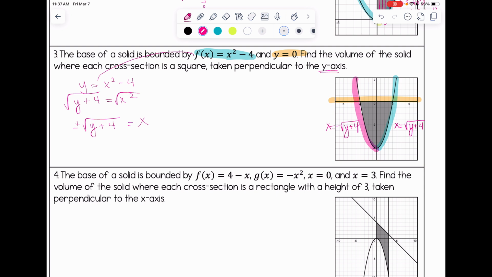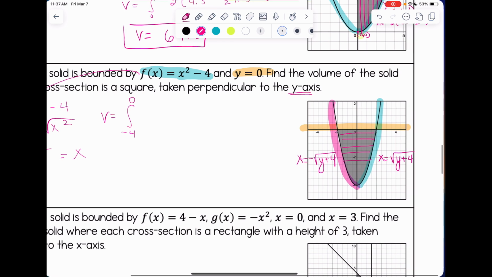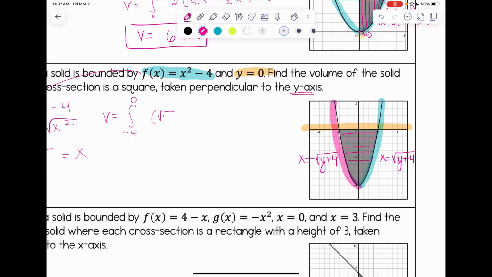So when I'm looking for the length of the base, since we're going perpendicular to the y-axis, that means it would be crossing the y-axis, forming right angles, so I'm going to use the rightmost function minus the left. Our volume here can be represented by an integral from negative 4 to 0. Remember, our bounds should be y values since this is perpendicular to the y-axis. And our base of the square is radical y plus 4 minus negative radical y plus 4.